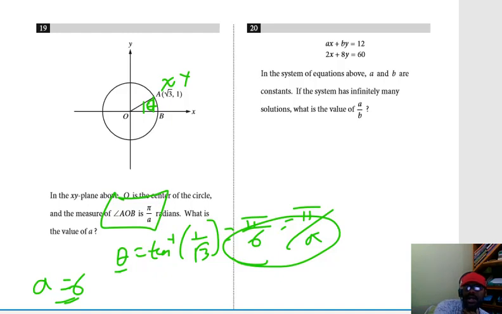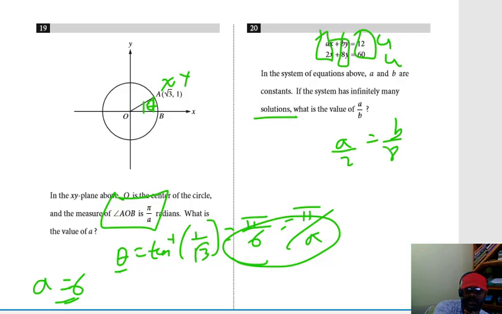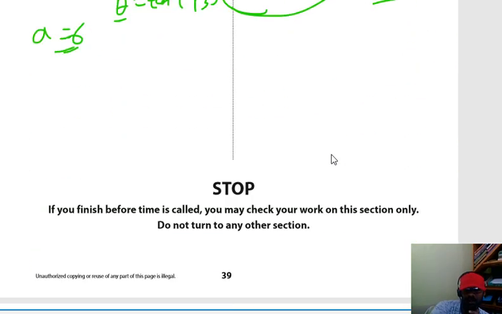In the system of equations above, a and b are constants. If the system has infinitely many solutions, which is one of the three cases, the two lines overlap, line 1 and line 2 overlap. So the slope is the same, and everything is the same here. So a over 2 is the same as b over 8, which is the same as 12 over 16. Since we are asked to find a over b, we should switch the positions of a and b. a over b is equal to 2 over 8. So the answer is 1 over 4.